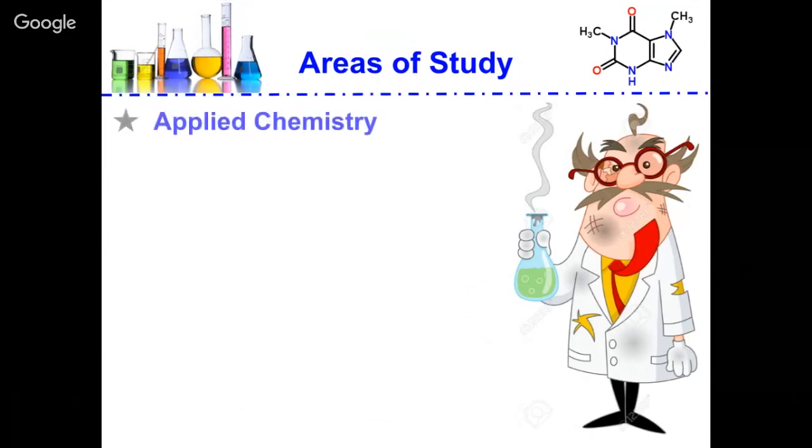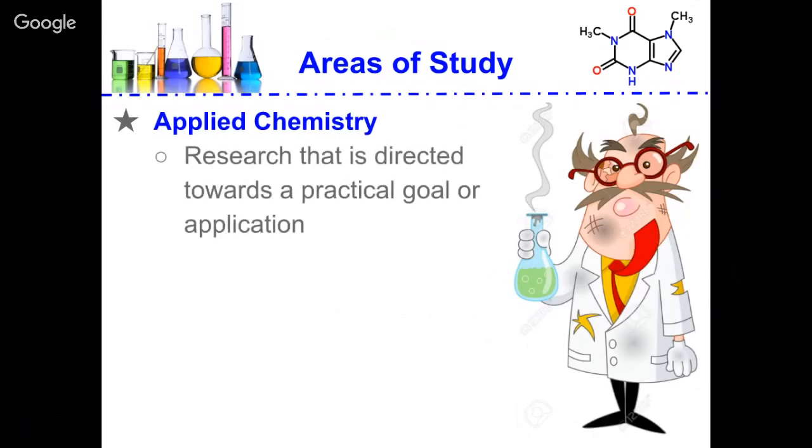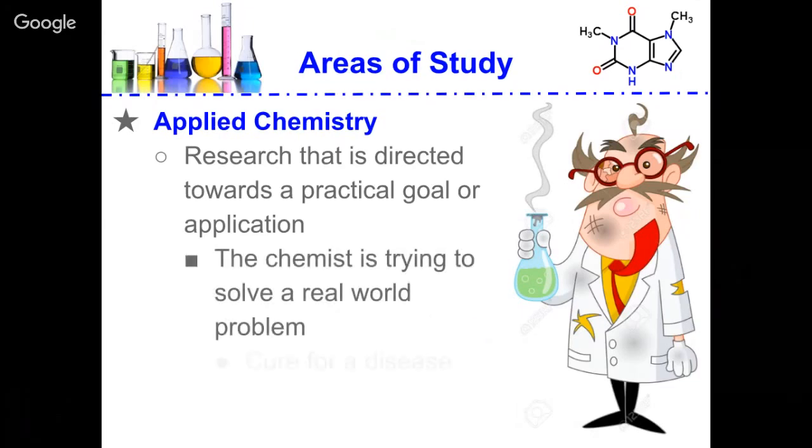The other type of chemistry that we have is called applied chemistry. Applied chemistry is research that is directed toward a practical goal or application. So when you see applied chemistry, you're thinking about trying to solve a problem. So curing a disease, Alzheimer's, dementia, HIV, AIDS, cancer. Those are all areas and questions that chemists are working in today's society to try and solve.